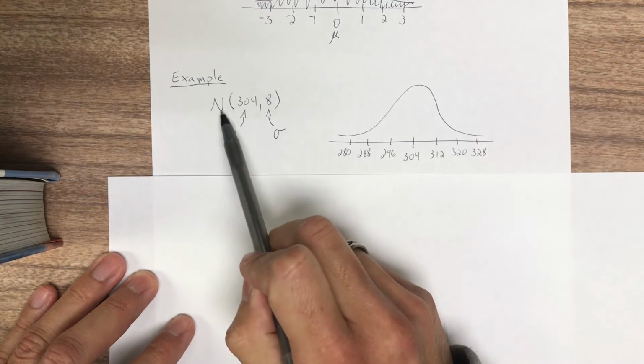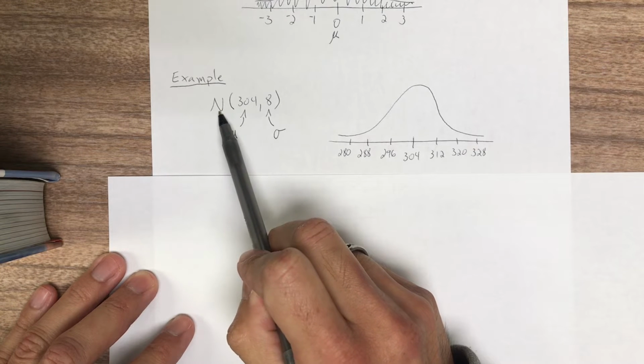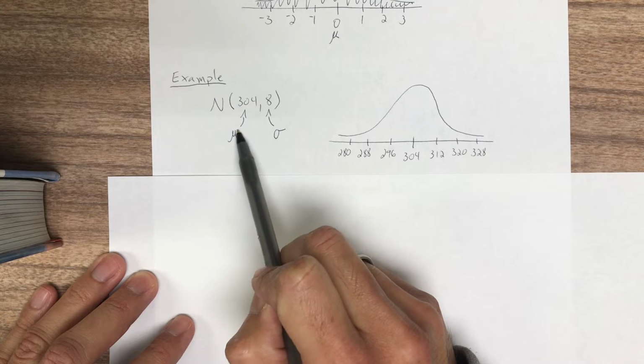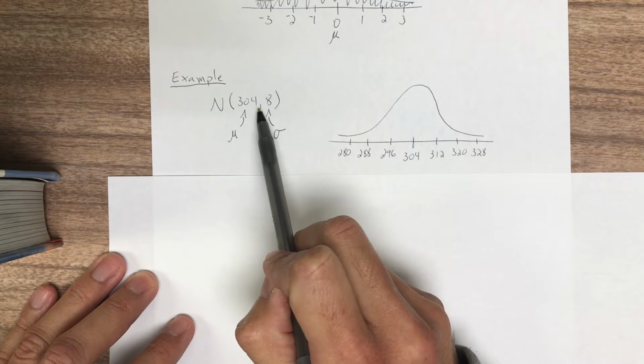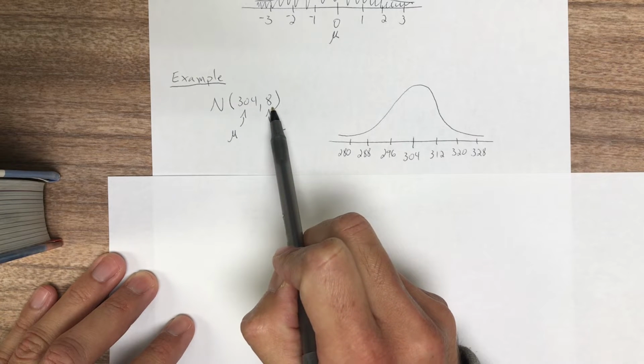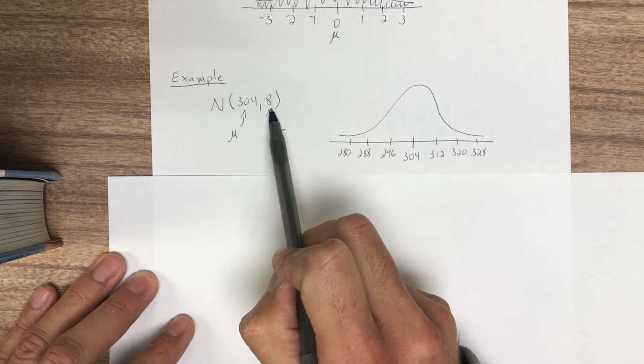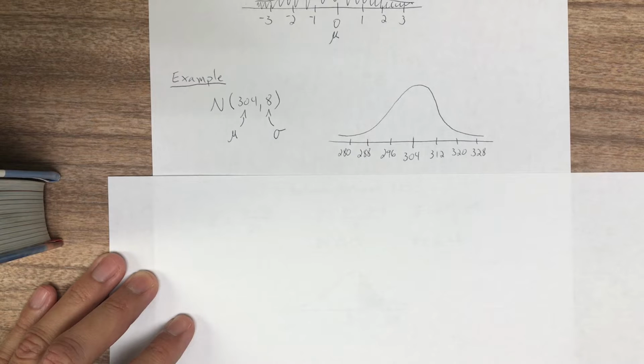The notation that we use is N for normal. We have N(304, 8) for my example. The first number is going to be your mean, comma, and then we have the standard deviation, or sigma. Now the standard deviation is also the distance away from the mean. We have to use Z-scores in order to find the area under the curve, so we need to standardize the scores when we are looking for that area.